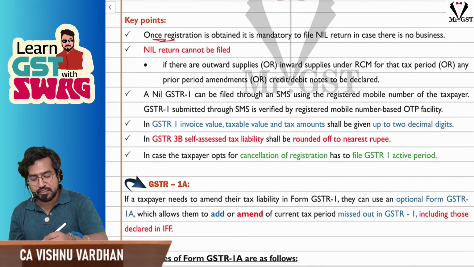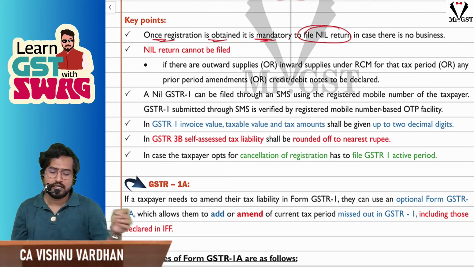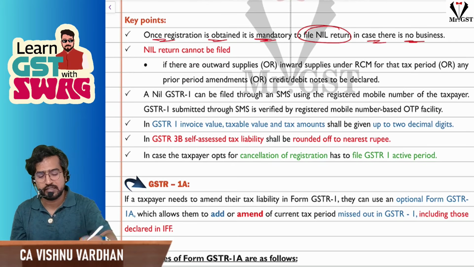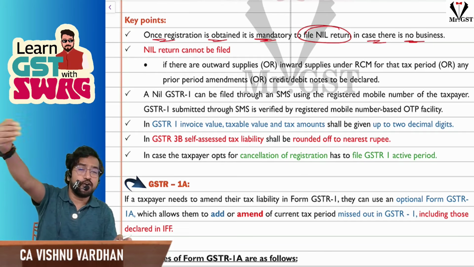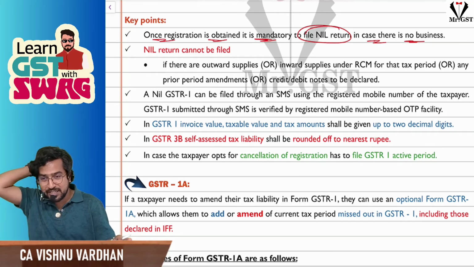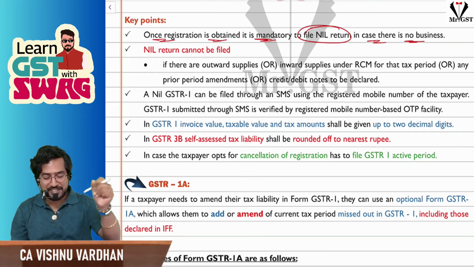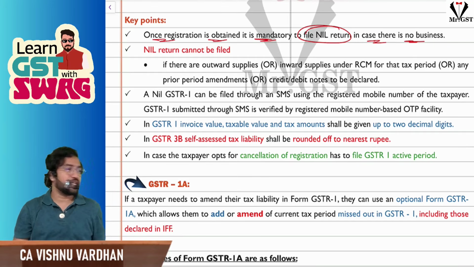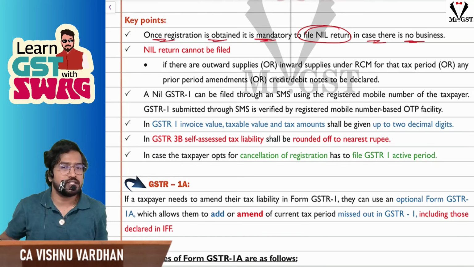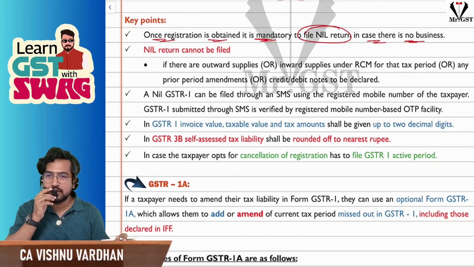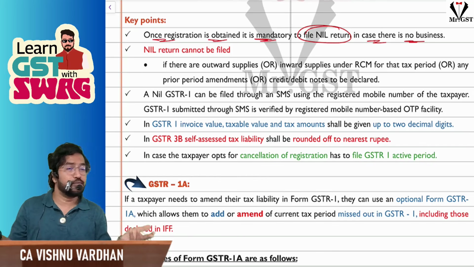Once registration is obtained, it is mandatory to file a nil return in case there is no business, because the government should know that there is no business. Now, listen. One common mistake normal taxpayers make is that they take GST registration but do not file returns, because they say they did not do business.